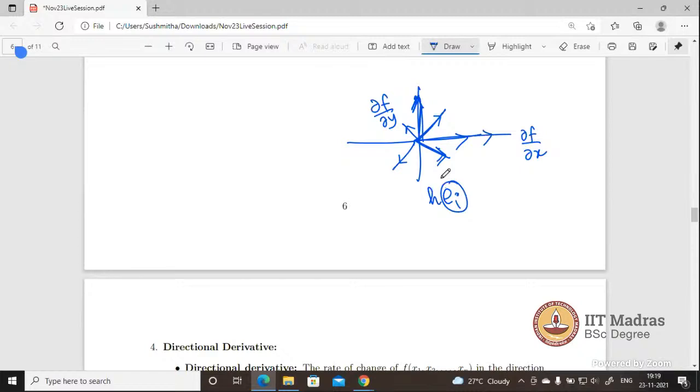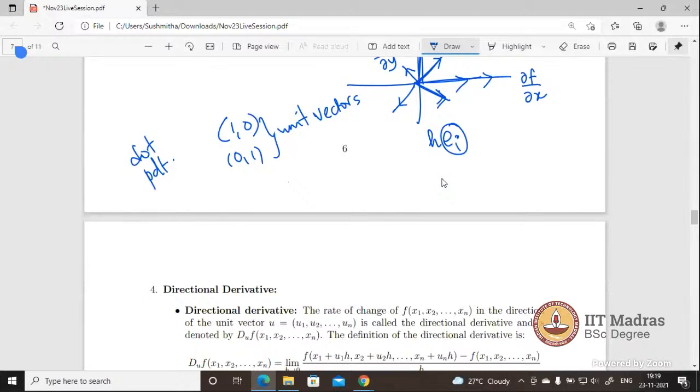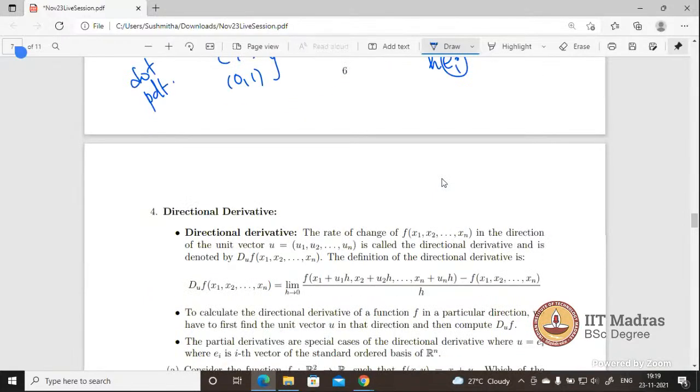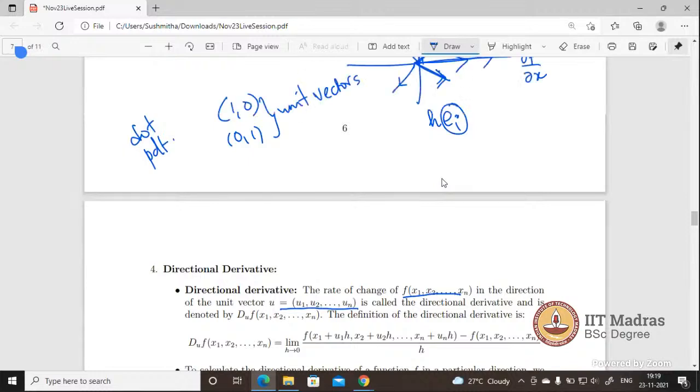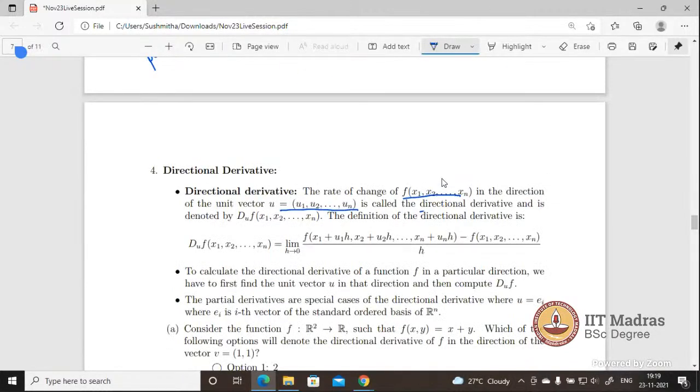So do you agree that all these are unit vectors? 1, comma 1, 0, 0, 1 and all that? Yes, ma'am. These are unit vectors because the norm is 1, right? When we talk about norm in general, we usually take the dot product norm. So the norm of these vectors is 1. So along any other direction other than the standard directions, when we take the derivative, that is called the directional derivative. It is the rate of change of the function in the direction of u. When we take a direction, we take a unit vector.